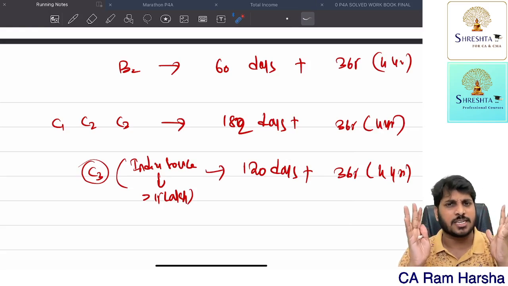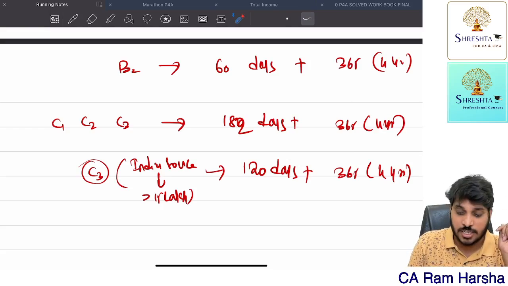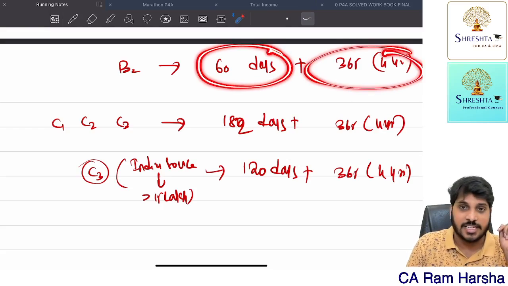Suppose B1 is not satisfied, then we check B2. As per B2, what is the original condition? 60 days in the current year, 365 days in the past 4 years.